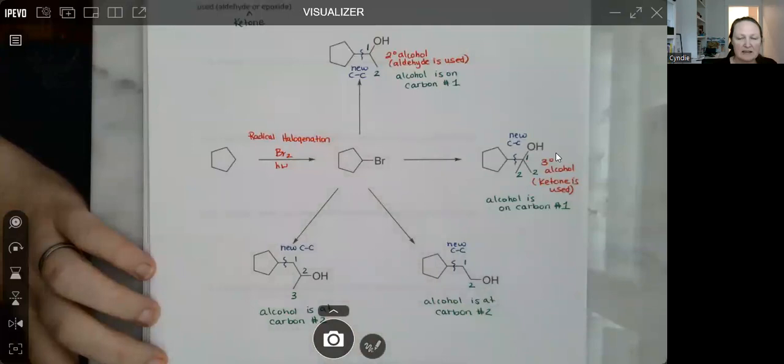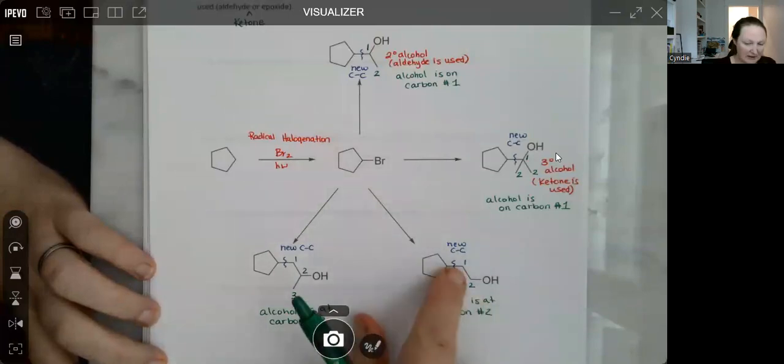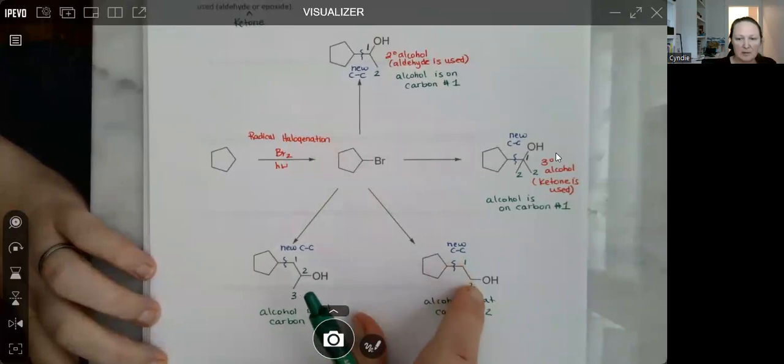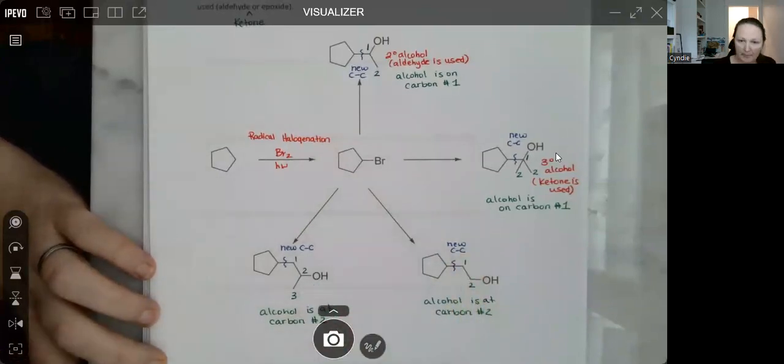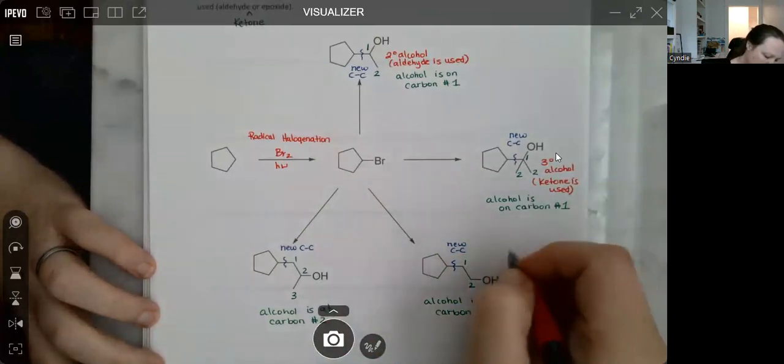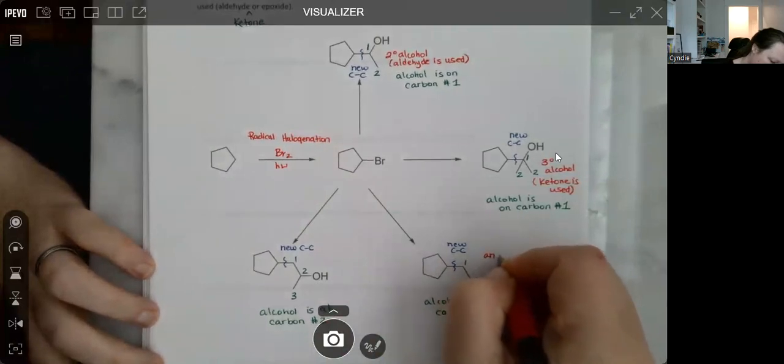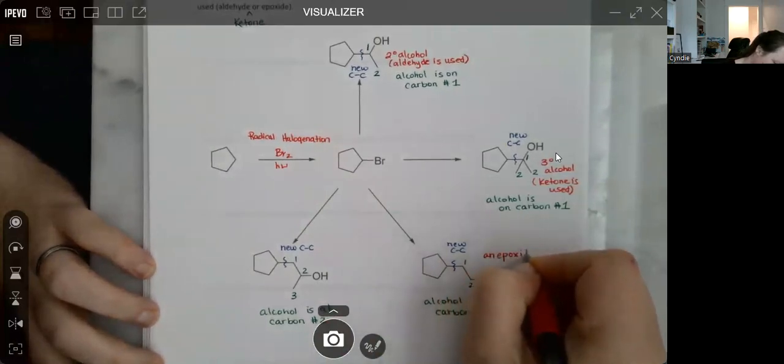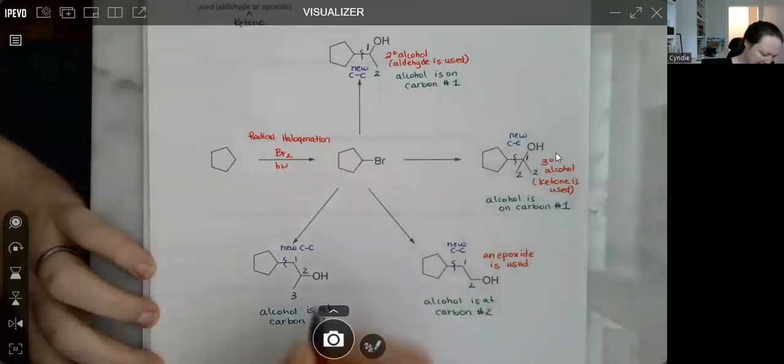In the next chapter, we learned about the use of epoxides as an electrophile with Grignard reagents. When we use an epoxide, we end up with the alcohol at carbon number 2 with respect to the new carbon-carbon bond, right? So now we're going to know why we should use an epoxide in these two cases down below.